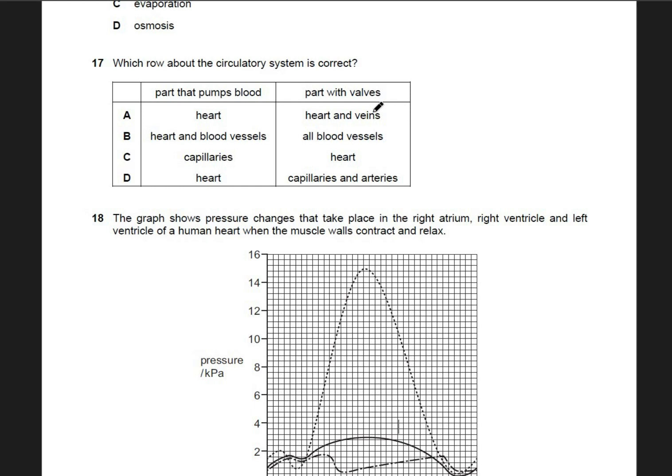You need to read the options very, very carefully, because some of the students might mark C or D as the correct option because they did not read the options carefully. So you are the careful students. Option A is the correct answer, because the heart pumps the blood to all parts of the body, and the heart and veins both have valves. All right, so let's mark this.